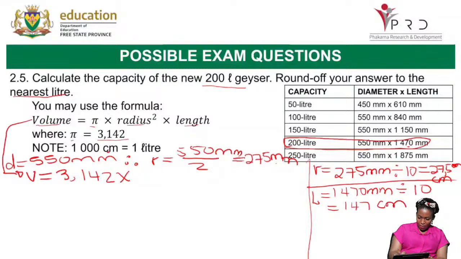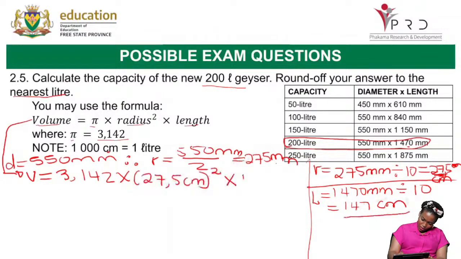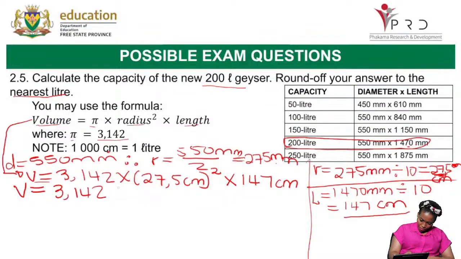3.142 multiplied by, what is our radius? This is our radius, 27.5 centimeters, and then we close the brackets. Multiply by, what is our length? Our length is 147 centimeters. So our V, which is for volume, is equal to 3.142, and then we times this by. Take out your calculators. We want 27.5 squared. That is 27.5 multiplied by 27.5.